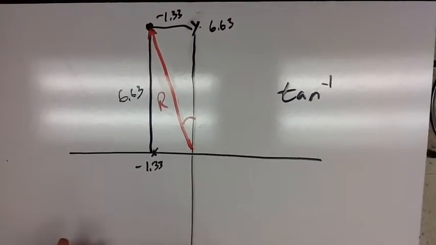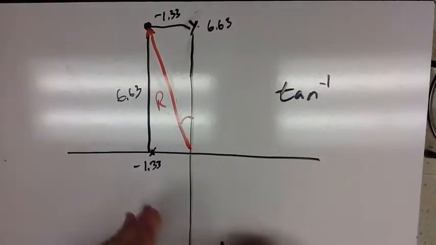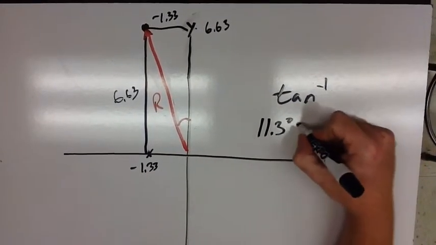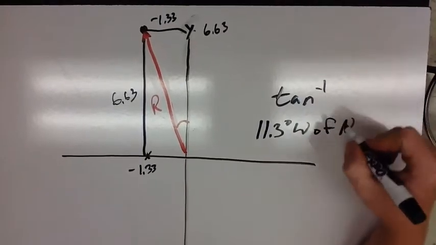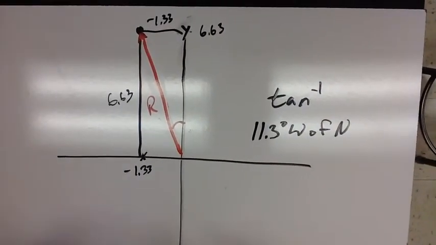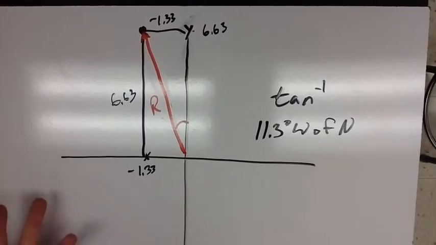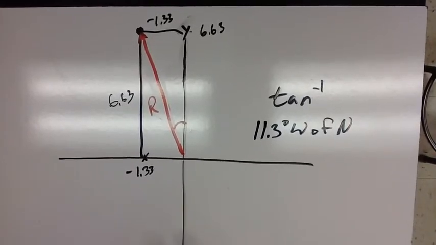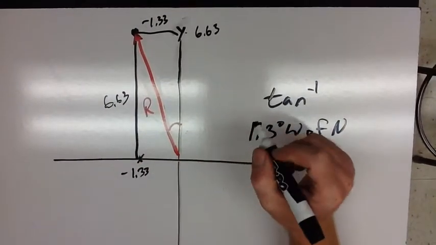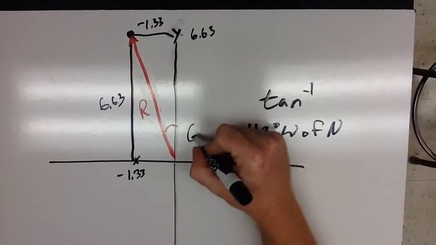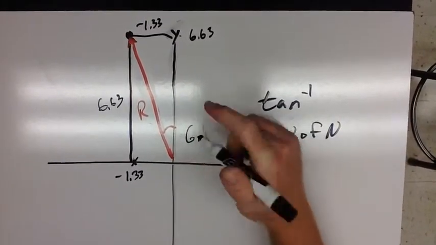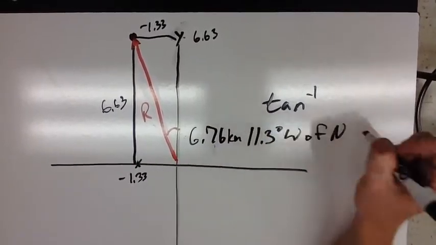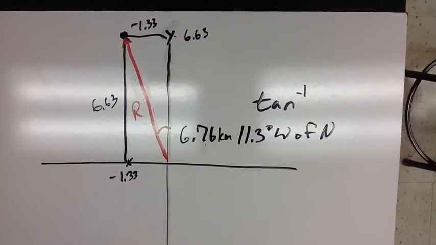So if I do an inverse tangent and solve for the direction of which way we're going, I will see that we're going 11.3 degrees west of north. If we look at this, that's about where it's going to end up being. That's a pretty good graphical representation of where we're at. Now, when we solve for the actual thing, I solved for it ahead of time. If I solve for the resultant using the Pythagorean theorem, what I end up with is 6.76 kilometers. I'm going to put a unit to that, and it's going to be at 11.3 degrees west of north.